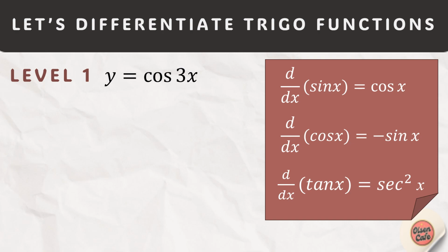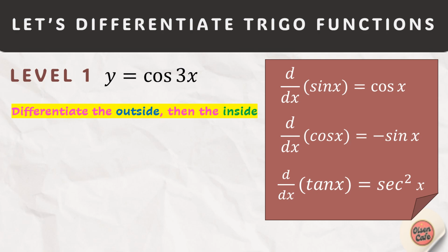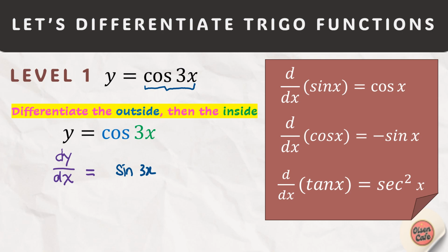Now, to differentiate cosine 3x, something I use in class very often to guide my students is this phrase: we differentiate the outside, then the inside. So what do I mean? Over here, let me do the color code. I will differentiate the outside. When I differentiate cosine, I will get sine, which means this will give us dy/dx equals sine 3x. Then I move on to differentiate the inside. The inside is actually 3x, so when we differentiate 3x, we get the 3. So this is easily done.